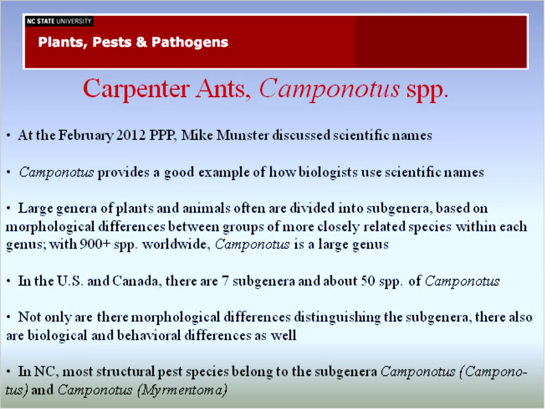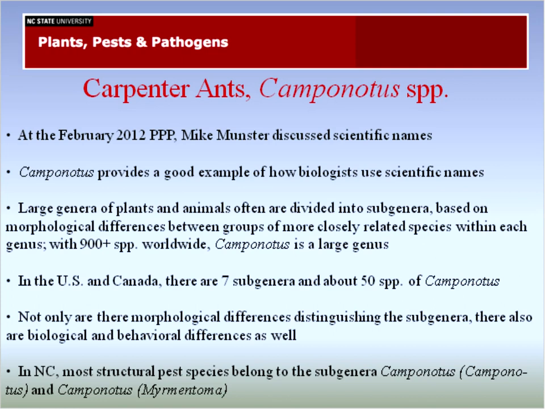Okay, a little bit about carpenter ants in general. Now, at the last PPP, Mike Munster discussed scientific names, how they're used, how they're formed, some of the features of scientific names. And the genus Camponotus provides a good example of how biologists can use scientific names. Large genera of plants and animals often are divided into subgenera based on the morphological differences between the groups of more closely related species within each genus. Now, the genus Camponotus, which occurs virtually worldwide, has something over 900 species in the genus, so it is considered a fairly large genus of insects.